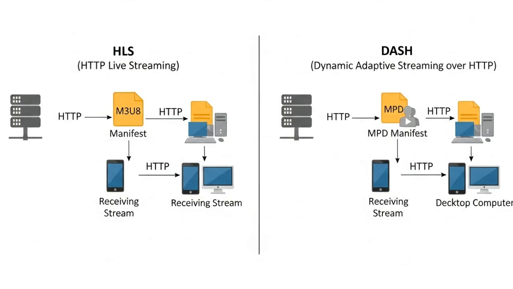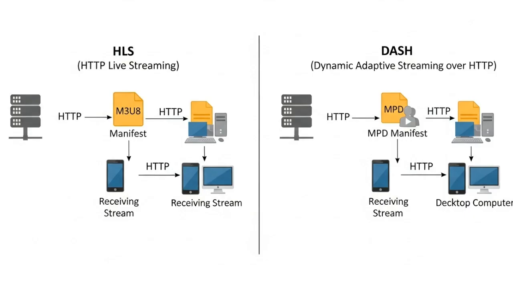While RTMP handles the initial ingestion, delivering the segmented, transcoded video to viewers relies primarily on HTTP-based adaptive streaming protocols, HLS and DASH. HTTP Live Streaming, or HLS, developed by Apple, is widely adopted, especially for iOS devices and browsers. It uses an M3U8 playlist, or manifest, to list available renditions and their corresponding TS (MPEG transport stream) or fMP4 (fragmented MPEG) segments.